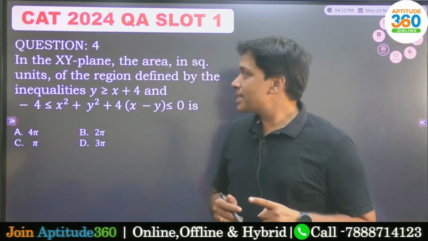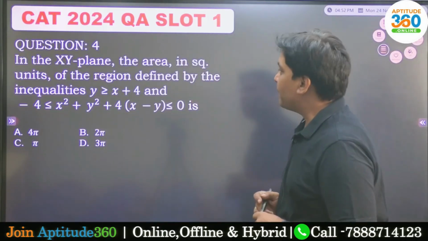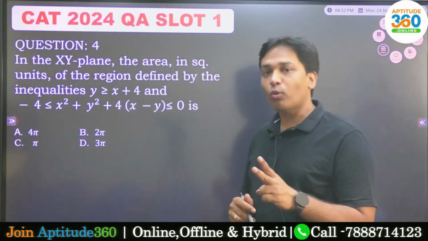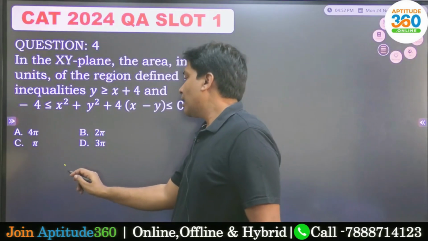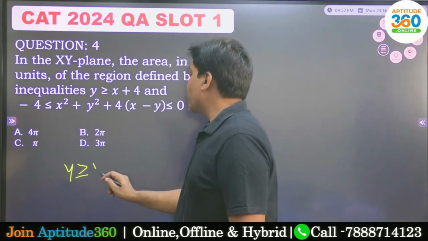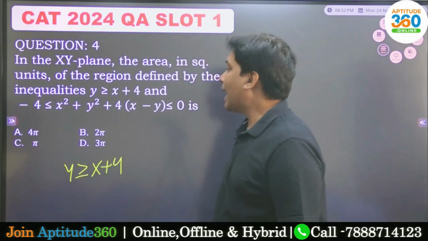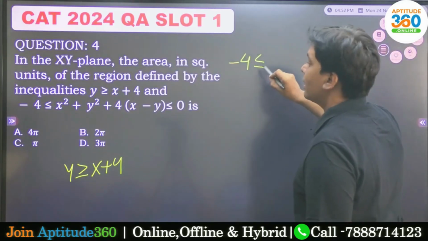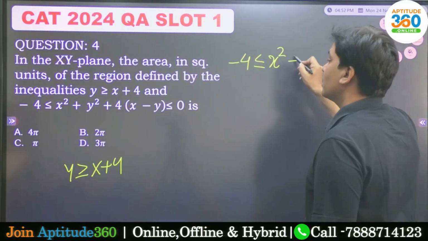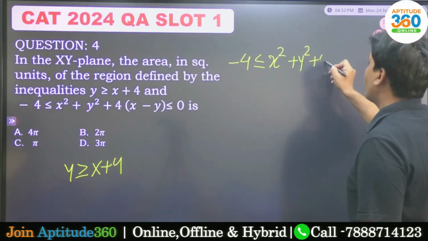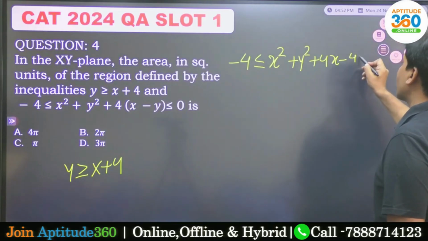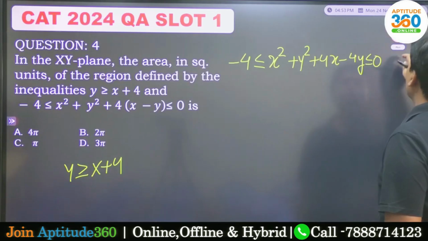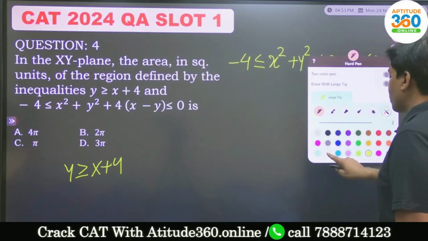Let us solve this problem. It says that in the xy plane, the area in square units of the region defined by inequalities. There are two inequalities given to you in the problem. y is greater than or equal to x plus 4. And the second inequality is negative 4 less than or equal to x square plus y square plus 4x negative 4y less than or equal to 0. So this is what we have. We will have to make something meaningful out of it.